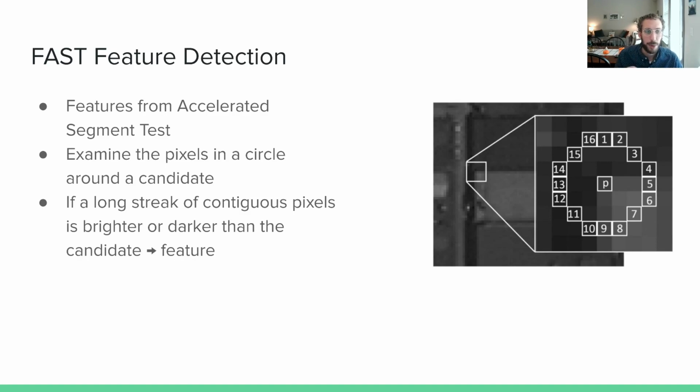So our particular application that we're focusing on in this work is fast feature detection, which stands for features from accelerated segment test. So this is a tried and true feature detector that is, like the name says, very fast, and it works by simply looking at a candidate pixel and a circle of pixels around that candidate to see if there is a contiguous streak of pixels that are all either brighter than the candidate by a certain amount or darker by a certain amount. And that is then classified as a feature.